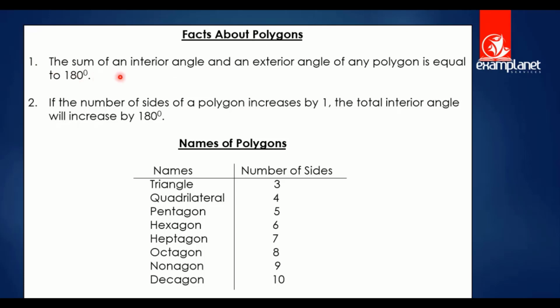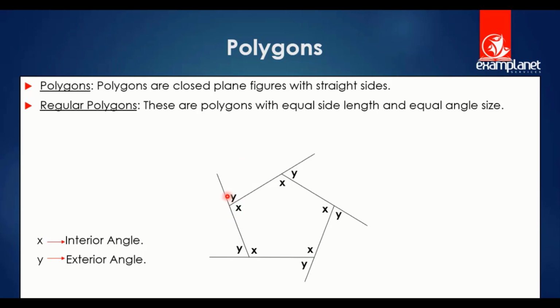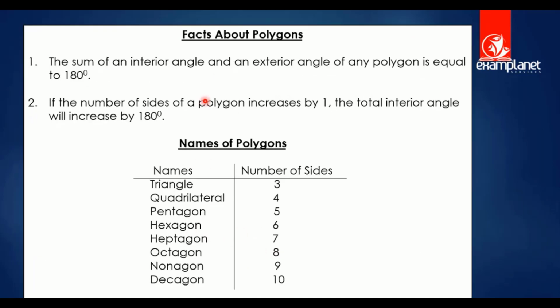Now we have these facts about polygons that we can note. Number 1, the sum of an interior angle and an exterior angle of any polygon is equal to 180 degrees. That is, when you add one interior and one exterior angle of a polygon, you always get 180 degrees. For instance, if you check this polygon here, you will see one exterior plus one interior. Together they make a straight line, so the sum must be 180 degrees. Another one, exterior and interior, together they make a straight line, so that will be 180 degrees. So the sum of one exterior and one interior angle will give you 180 degrees.